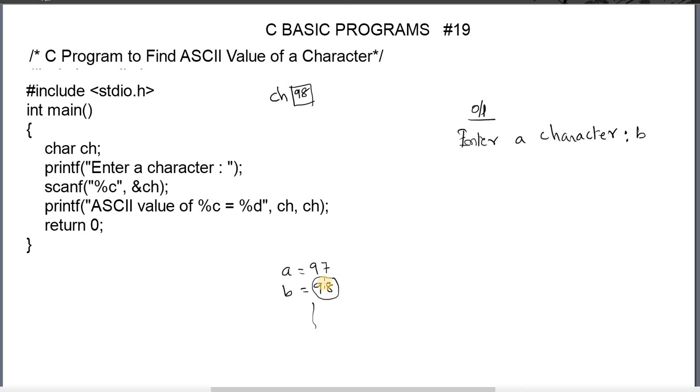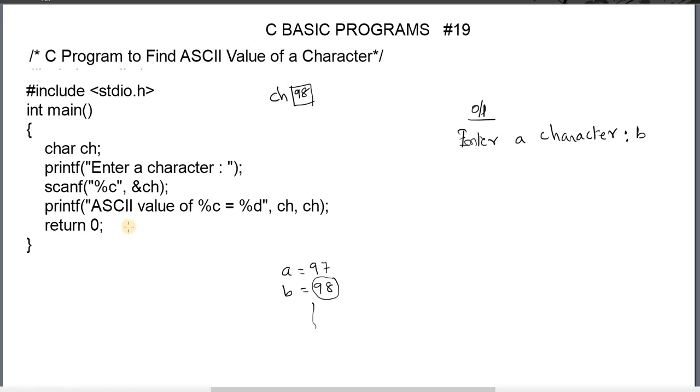This 98 is again converted into binary. The character we can't convert; it is not possible to convert a character into binary in 1-0 format. That's why the character is first converted into a number. That number is again converted into binary. Then it will be stored in the memory.